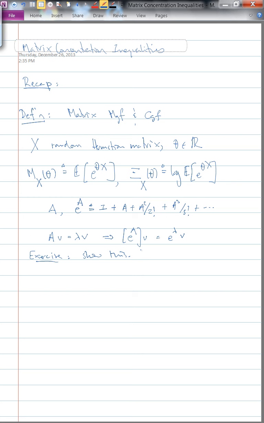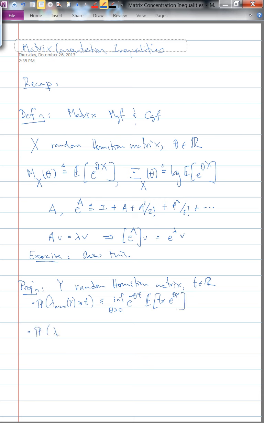So we use this in our first result. For Y, a random Hermitian matrix, and t any scalar, we can get bounds on the probability that the largest eigenvalue of Y exceeds t. This is less than or equal to the infimum over all positive thetas of e to the minus theta t times the expected value of trace e to the theta Y. And the probability that the smallest eigenvalue of Y is less than some t is again less than or equal to the infimum over negative thetas, and then the rest has the same form, e to the minus theta t, with that minus sign, times the expected value of trace e to the theta Y.